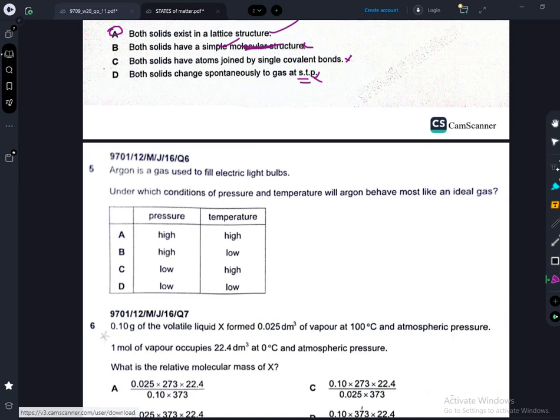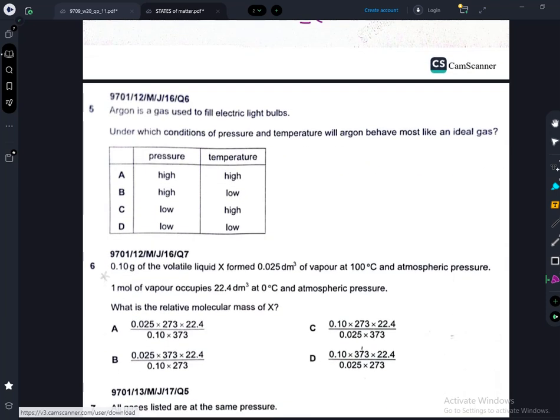Okay, we move on to the fifth MCQ. You will see these kinds of MCQs repeatedly. Argon is a gas used to fill electric light bulbs. Under which conditions of pressure and temperature will argon behave most like an ideal gas? Now, for an ideal gas, you take the lowest possible volume, because at this volume the collisions of the molecules would be least, and there would be least forces of attraction. So you take the lowest volume and the highest temperature.